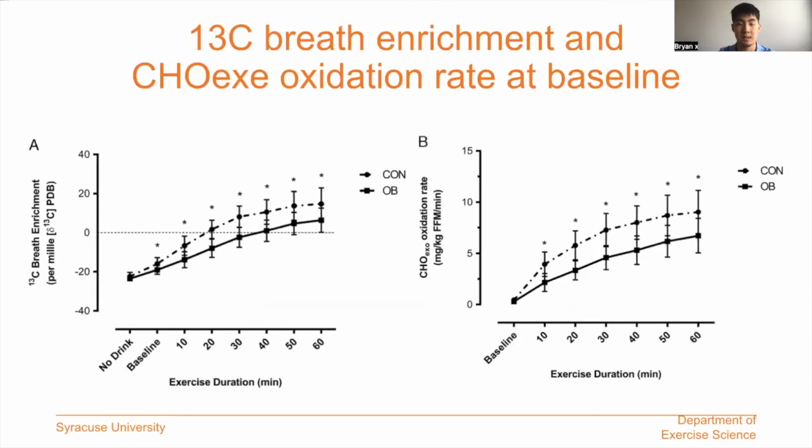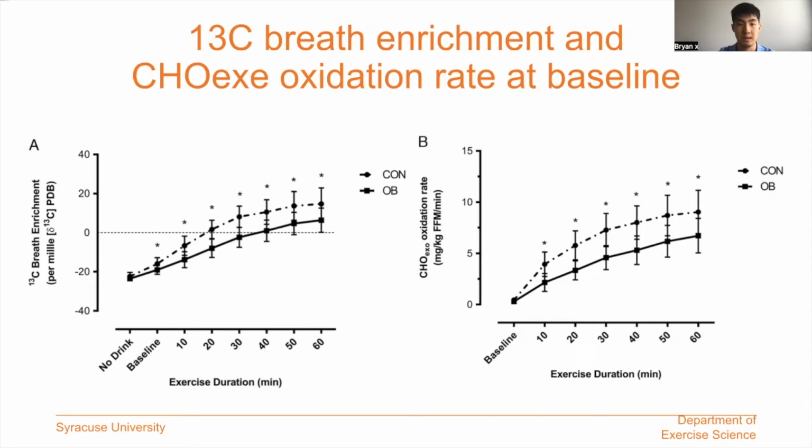Next, I'll be talking about the results. First, the graph on the left, graph A, illustrates carbon-13 breath enrichment, and the graph on the right, graph B, illustrates the exogenous carbohydrate oxidation rate relative to fat-free mass at baseline and for every 10 minutes until 60 minutes. For both graphs, the solid line shows the obese group and the dotted line shows the control group.